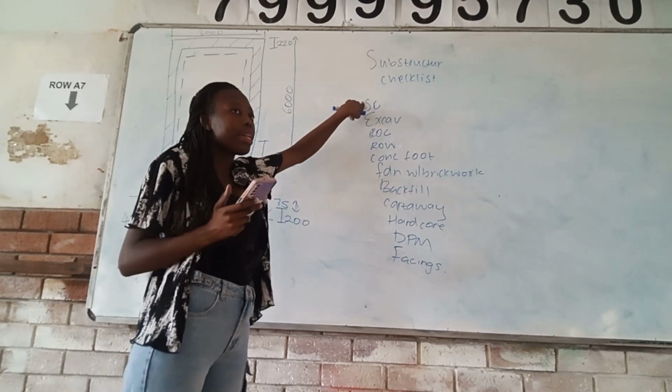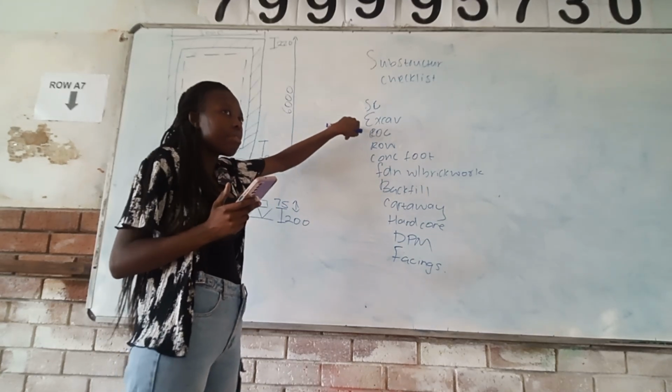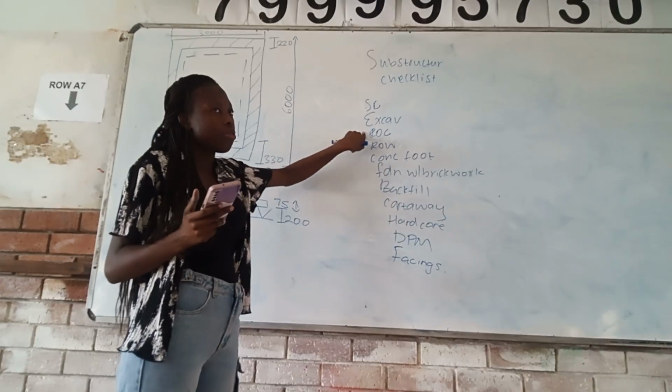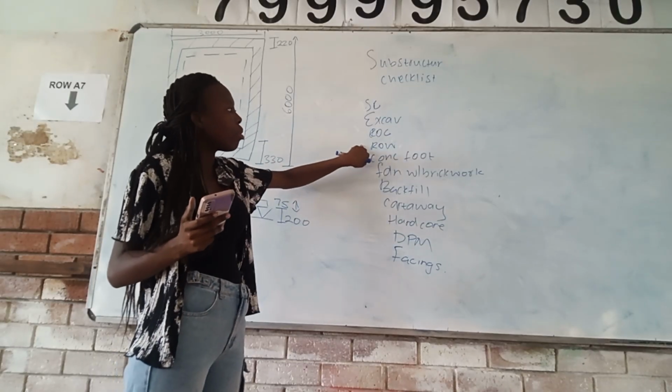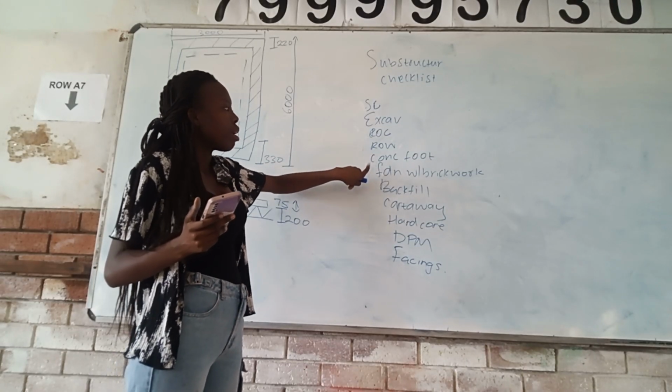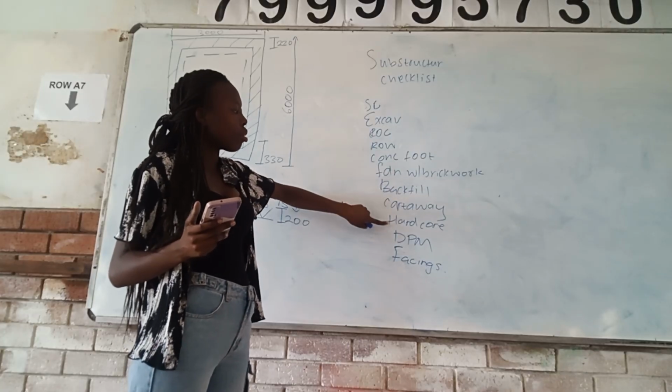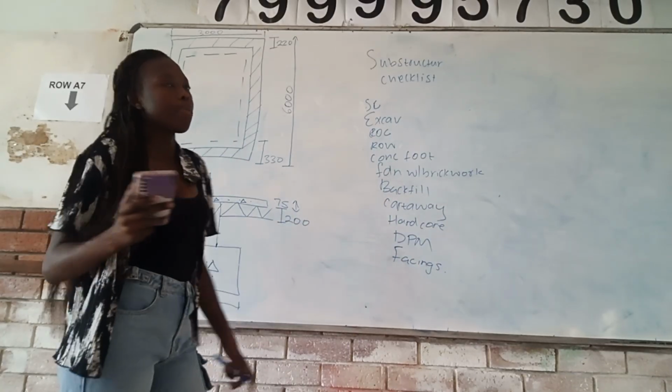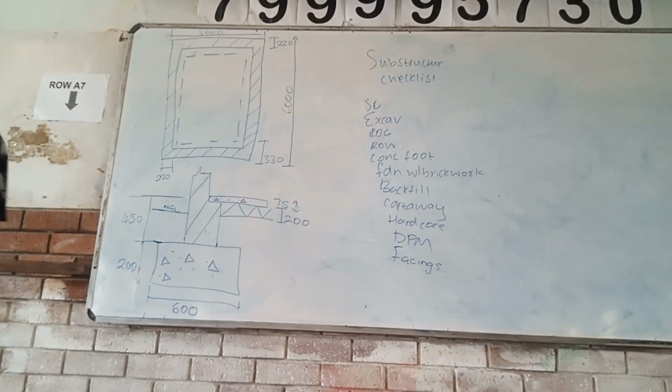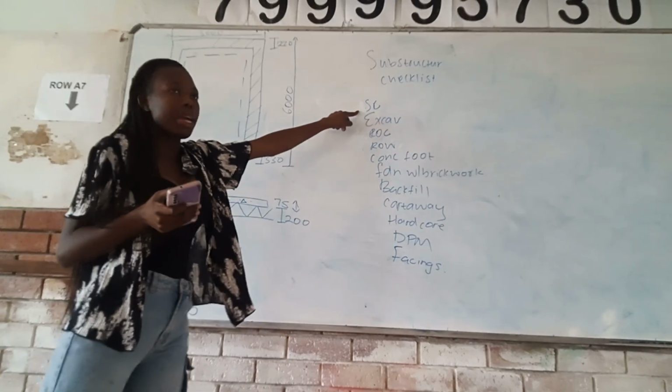You start with the site clearance, then the excavation, then the risk of collapse, then ROW, risk of water, concrete footing, brickwork, backfill, cutaway, hardcore, DPM, facing. Okay, so what are we going to start with? With the site clearance again.